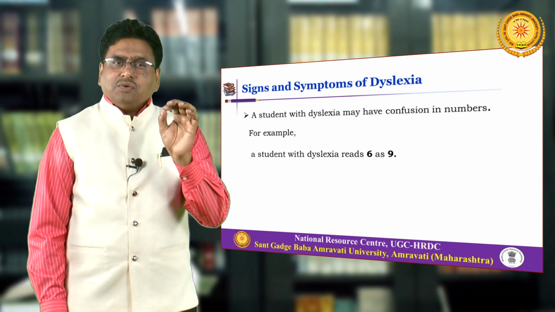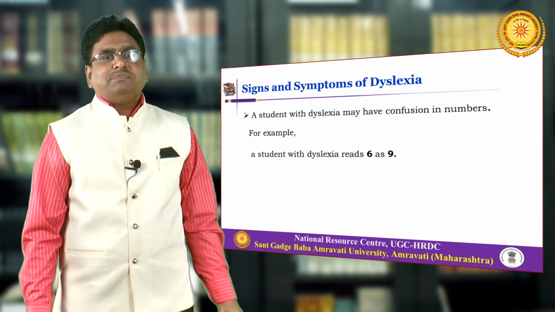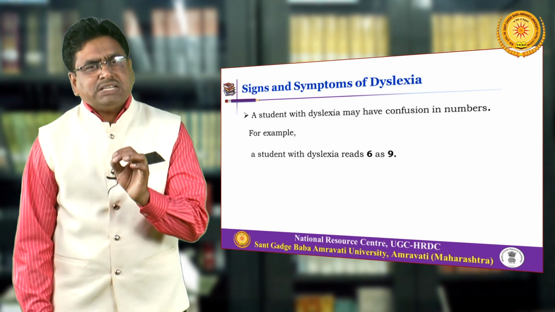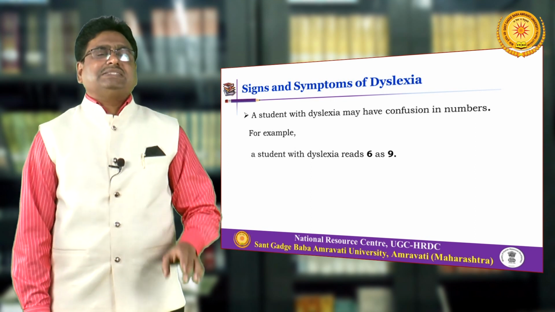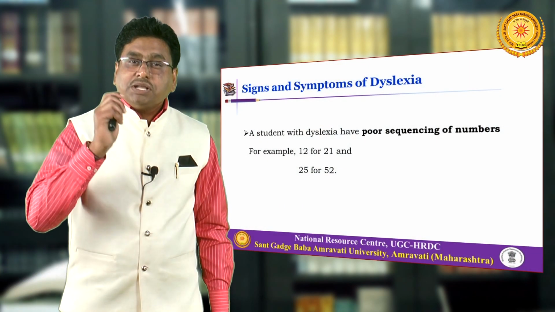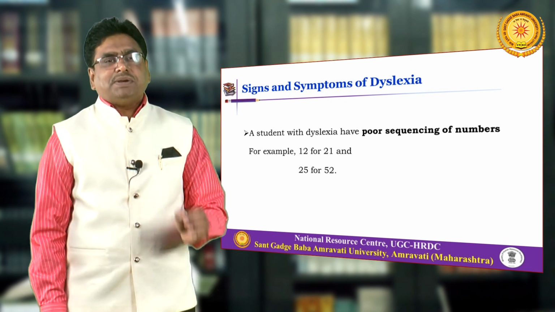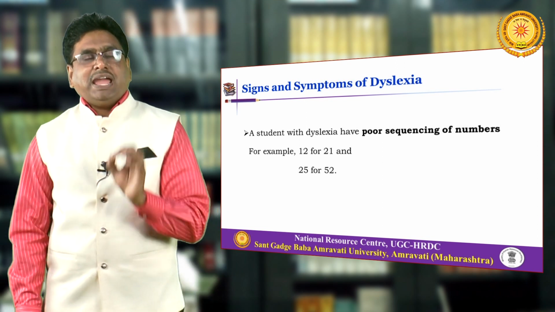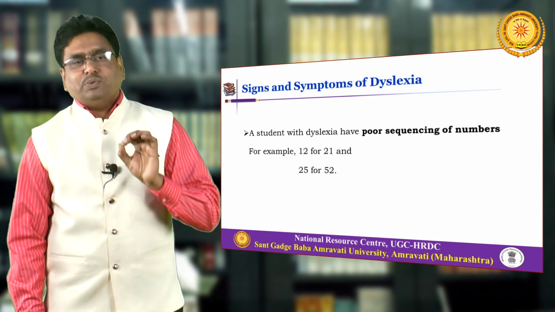A student with dyslexia may have confusion in numbers. For example, a student with dyslexia reads 9 as 6. A student with dyslexia has trouble with recognizing common words. Similarly, a student with dyslexia has difficulty with information that is written down, but they can understand information when told verbally. A student with dyslexia has poor sequencing of numbers. For example, 12 for 21 and 25 for 52.